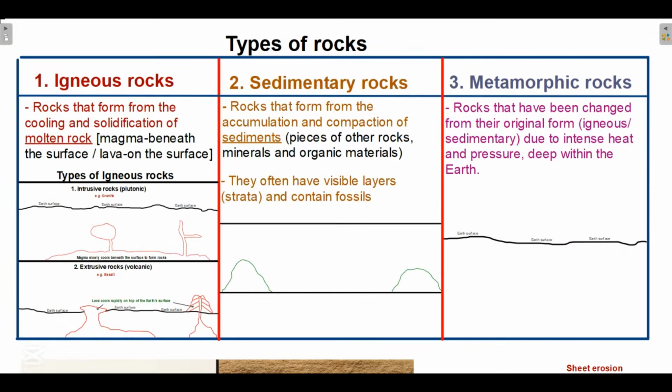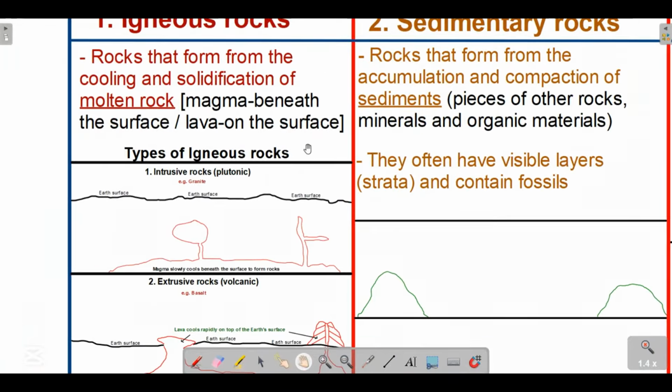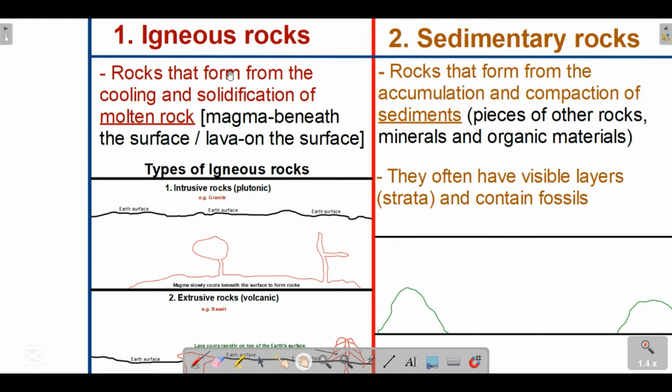As you know, from grade 10, we discussed the different types of rocks. You have three types of rocks. You have your igneous rocks, you have your sedimentary rocks, as well as your metamorphic rocks. And how they form is quite important in understanding how these landforms develop and all the processes that are involved there. So taking a look at the igneous rock, igneous rocks are rocks that form from the cooling and solidification of molten rock.